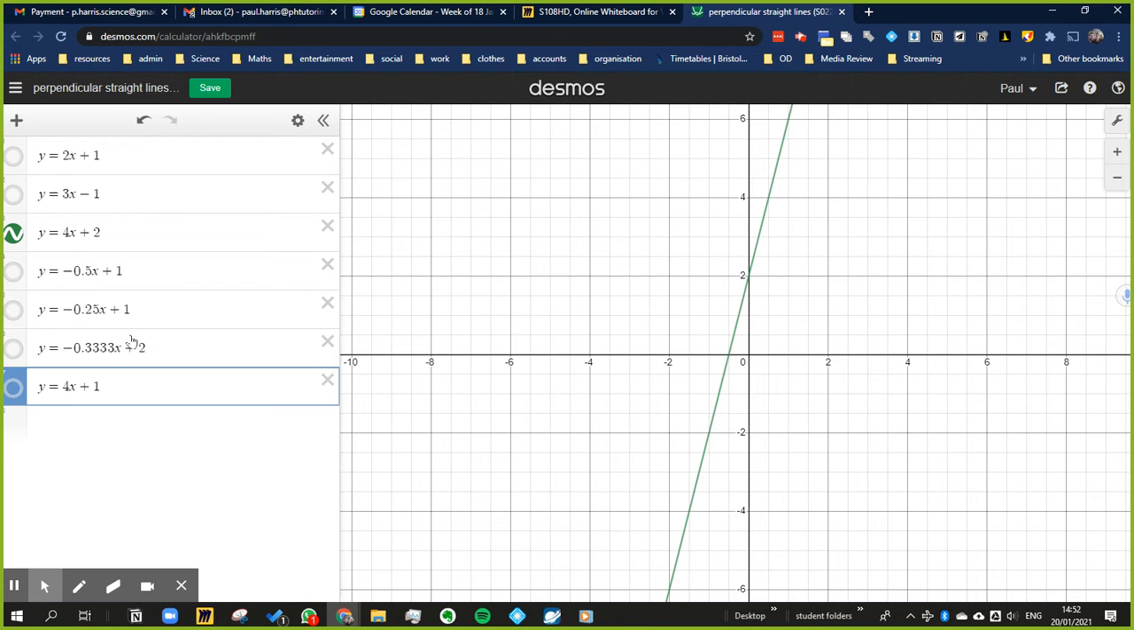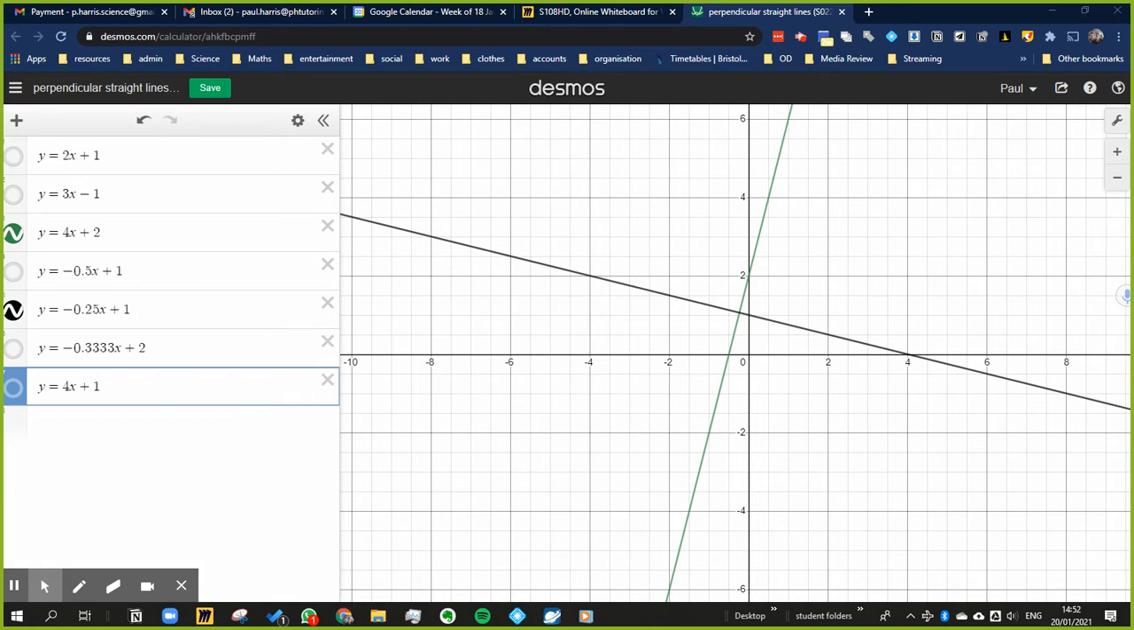Now to do perpendicular graphs, I'll tell you that I can see straight off that this one and this one are going to be perpendicular. And the reason why I know that is because the gradient of the black line is negative. Basically, they call it the negative reciprocal.